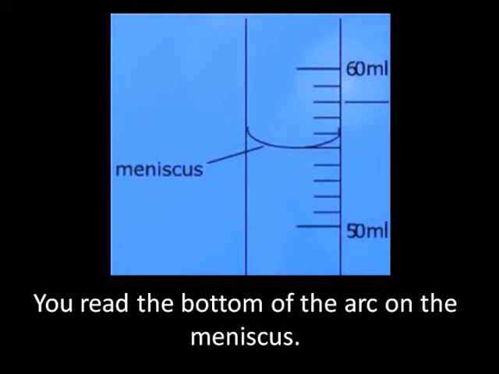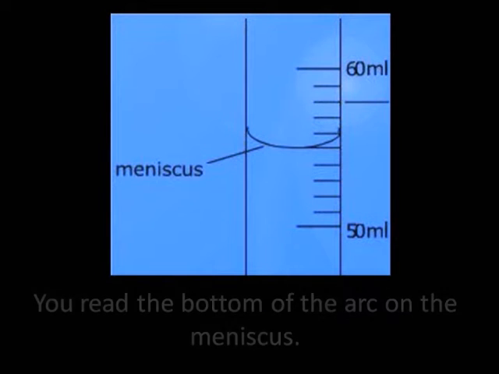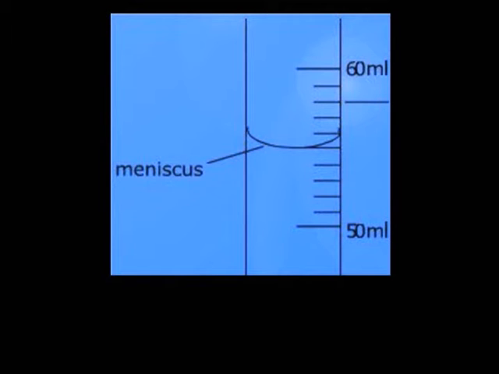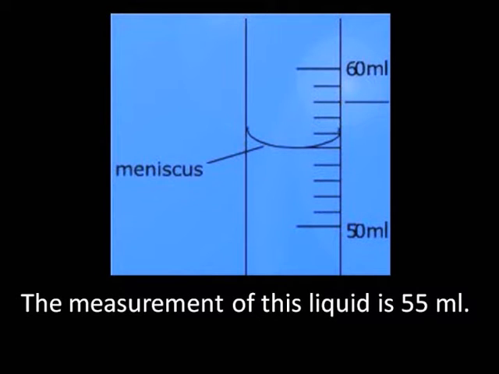So for example, in this picture, the arch slumps down and hits 55. So the measurement of this liquid is 55 milliliters. Now, try reading this one.